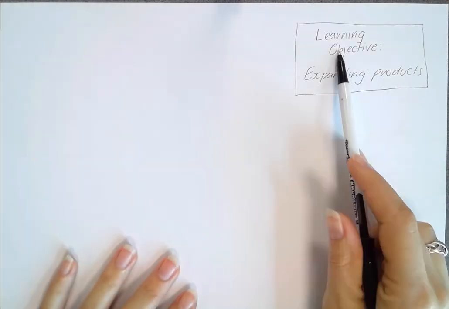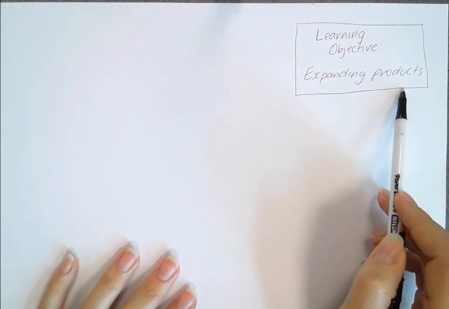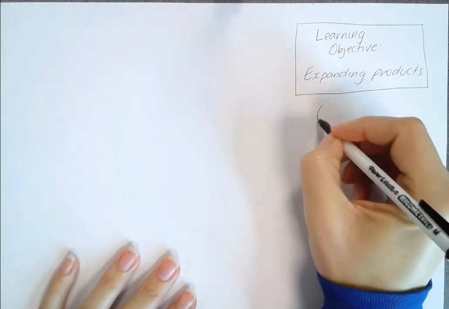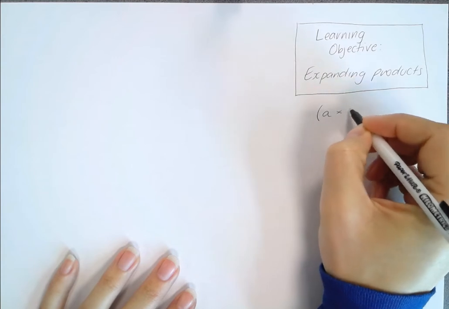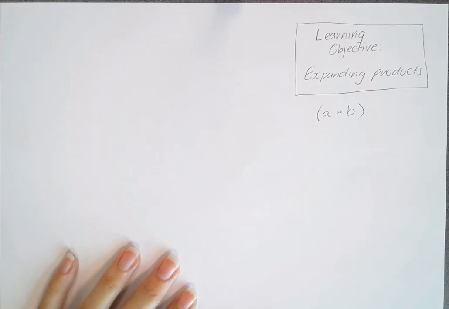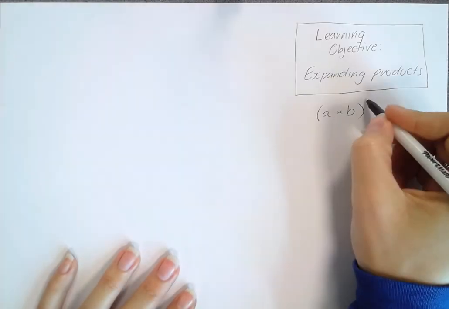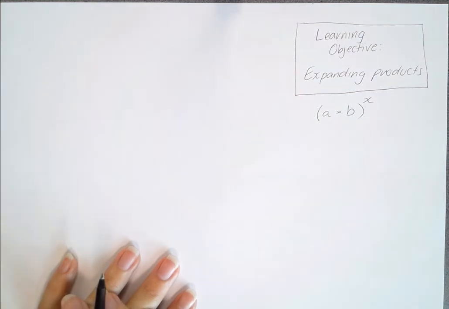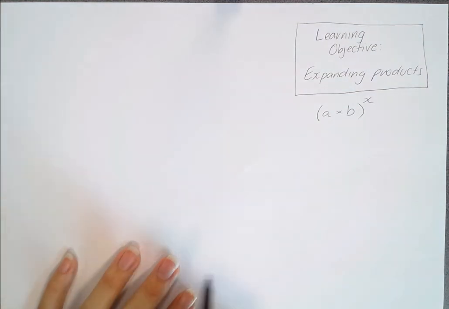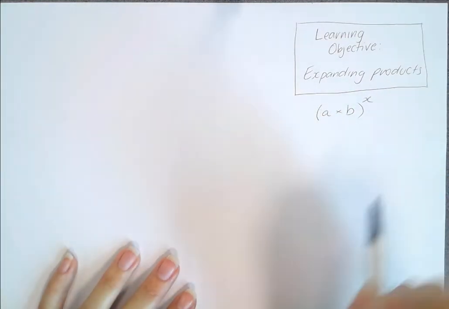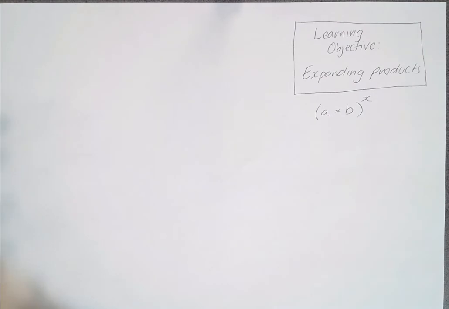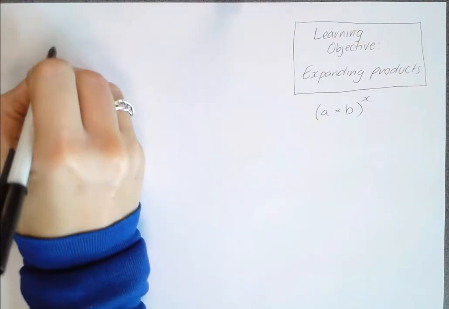Right, so in this video we are looking to expand products, and when I say products I mean things that are in brackets and they're multiplied together because we're working with indices. So here's your example. You've got a times b to the power of x, but the a times b is in the brackets there. Right, so let's start out with a number example firstly.